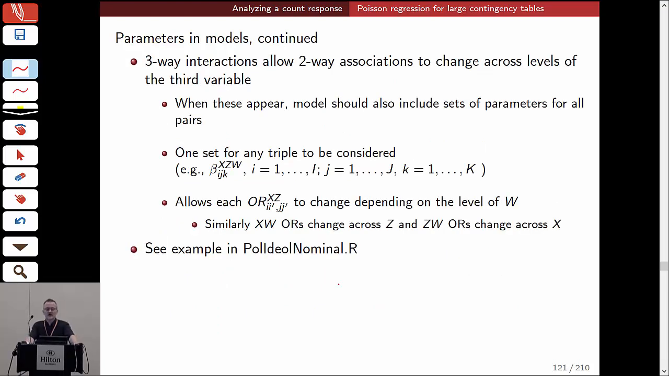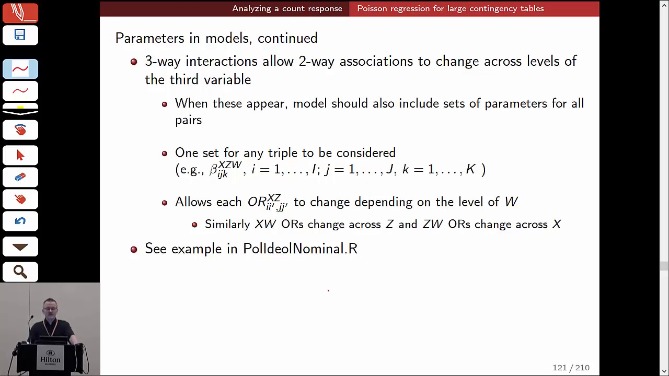A three-way interaction will allow two-way associations to change across levels of the third variable. That's what I was saying before. Is the HIV protection from vaccine going to be the same for all levels of sex or for all levels of a relationship?